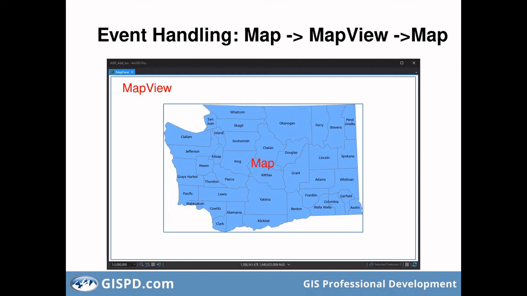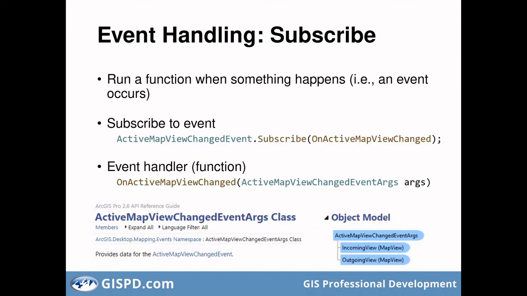This is where events come in. When something happens in the program, an event occurs, and you can listen to events and respond as required. Subscribing tells the program that you want to know when an event occurs. And when you subscribe, you tell the program that it should run a function. In that function, you can have code to do something in response to the event occurring.